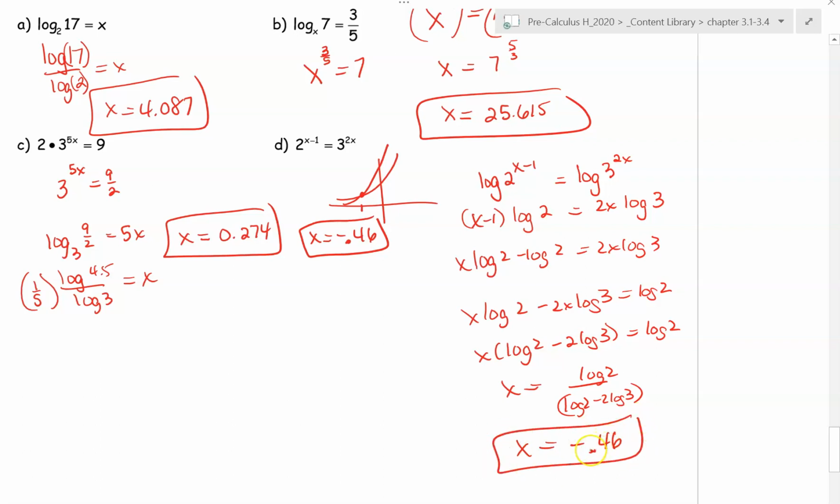So again, you might want to practice doing this both ways. Those were notes 3.4. Great job, everybody.